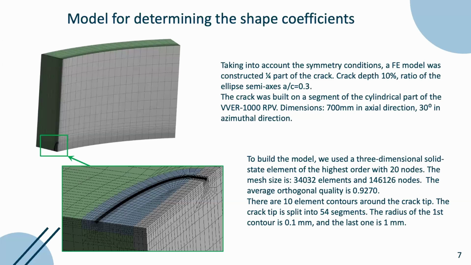For the determination of the shape factor, we built a finite element model taking into account the symmetry conditions. The finite element model was constructed as a 1/4 part of the crack. There are 10 element contours around the crack, and the crack tip was split into 54 segments. The radius of the first contour is 0.1 millimeters, and the last contour radius is 1 millimeter.